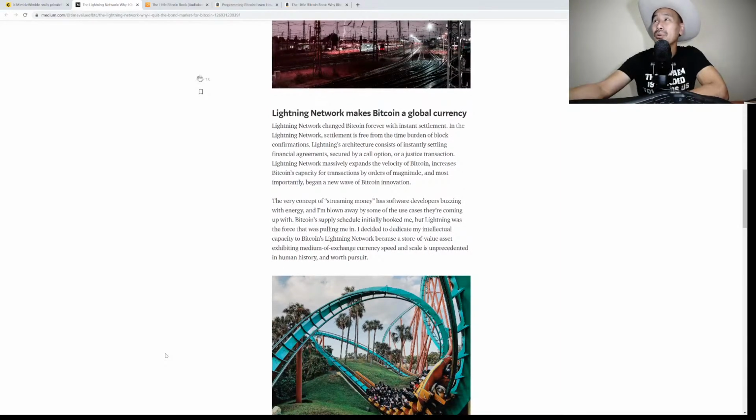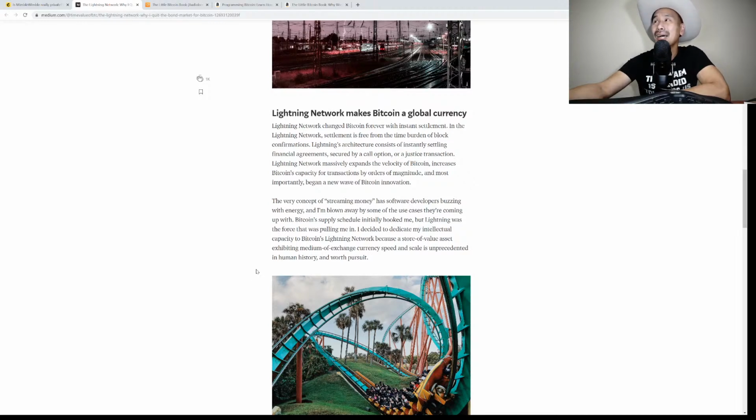Lightning Network makes Bitcoin a global currency. Lightning Network changed Bitcoin forever with instant settlement. In the Lightning Network, settlement is free from the time burden of block confirmations. Lightning's architecture consists of instantly settling financial agreements secured by a call option or a justice transaction. Lightning Network massively expands the velocity of Bitcoin, increases Bitcoin's capacity for transactions by orders of magnitude, and most importantly, began a new wave of Bitcoin innovation.